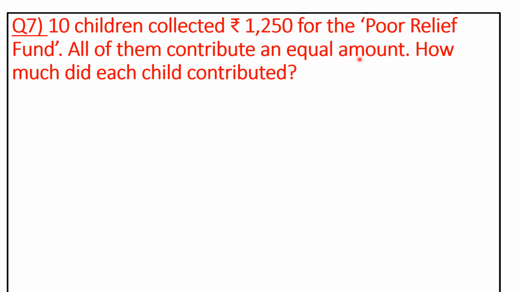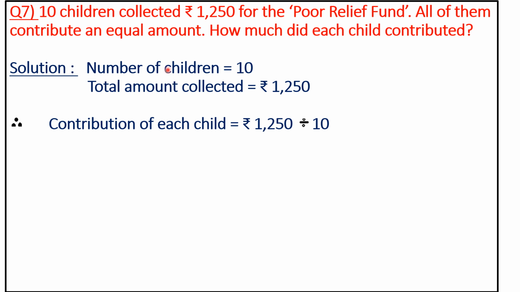So again we will do here division. Okay, write here statement. Number of children, how many? 10 children, no? And total amount collected 1250. Now contribution of each child. So again they are contributing the same amount, equal amount. So we will do here division. So we are dividing these two numbers, rupees 1250 by 10.